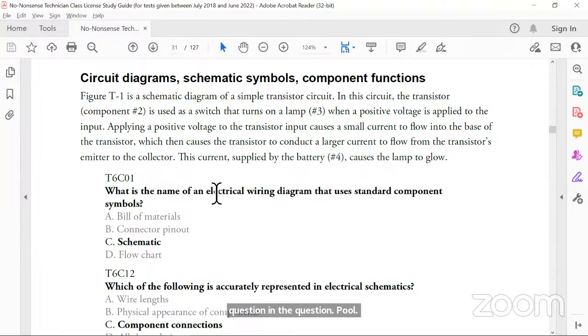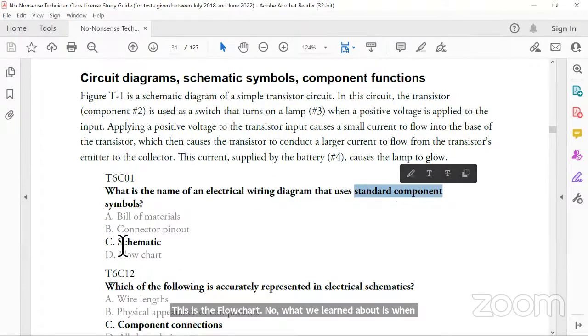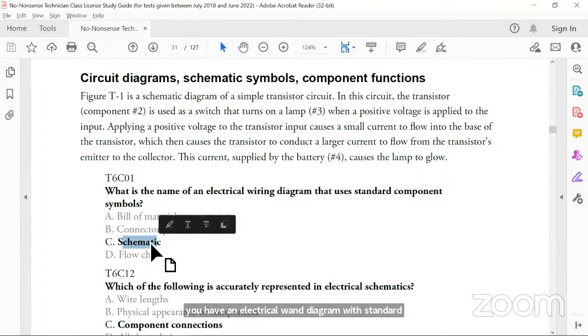What is the name of an electrical wiring diagram that uses standard component symbols? You say, well, what is it? Is it a bill of materials? No, we didn't learn anything about that. Is it a connector pinout? No, we didn't learn anything about that. Is it a flowchart? No. What we learned about is when you have an electrical wiring diagram with standard components, we call that a schematic.